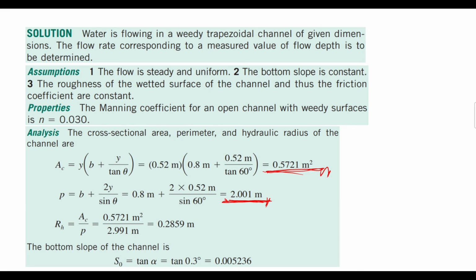So that's 0.2859. As I've said, we will not use the given slope of 0.3. Instead, we take its radian form, which is 0.005236. So we now have the hydraulic radius, slope, and the Manning's equation, so we can plug in those values in our equation.